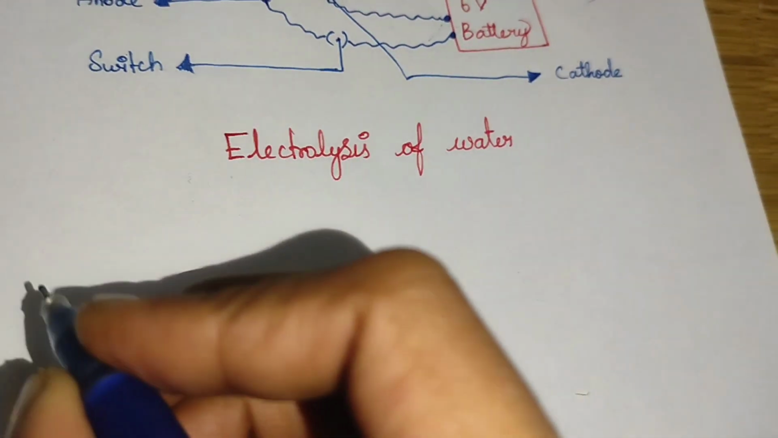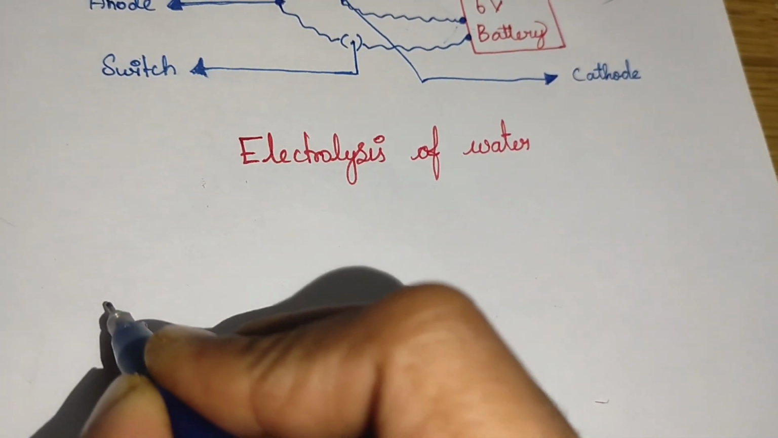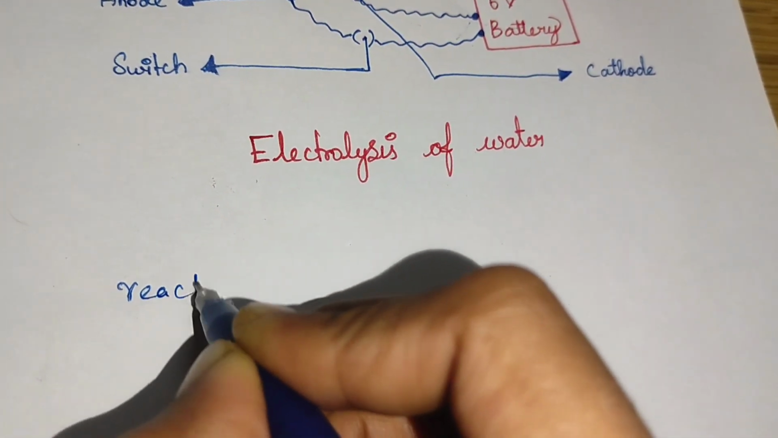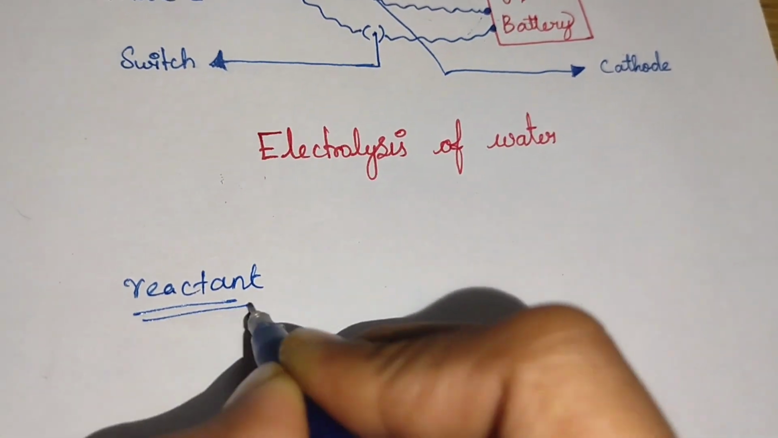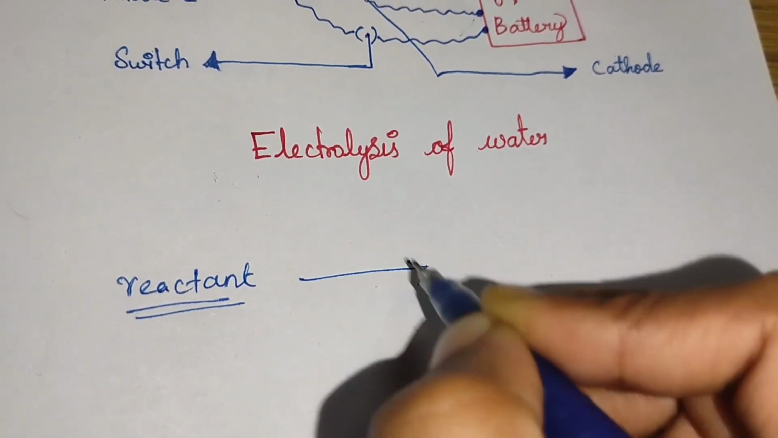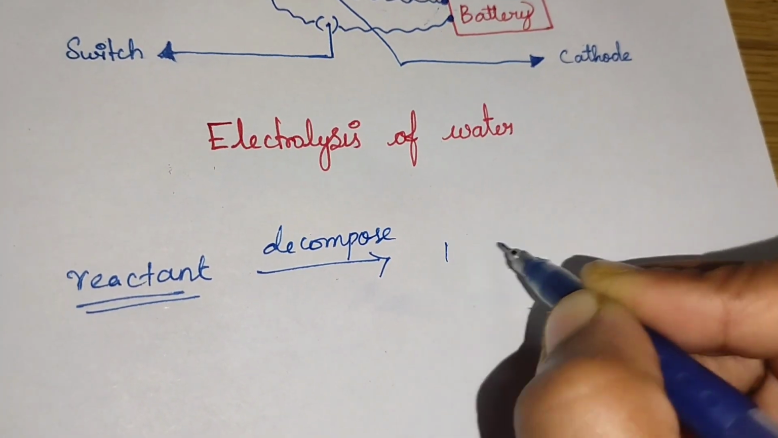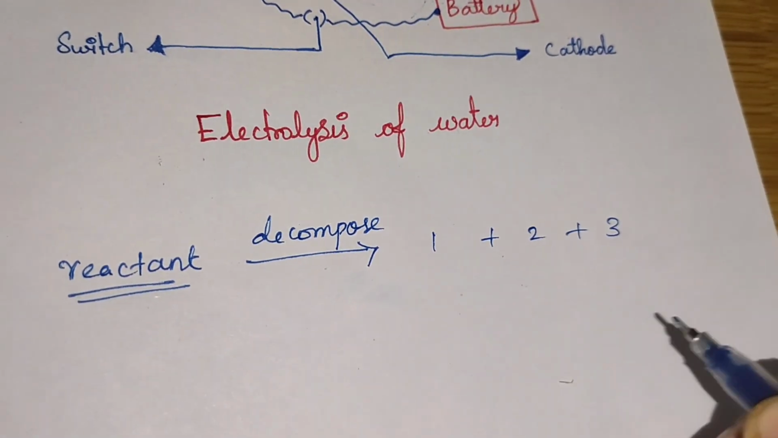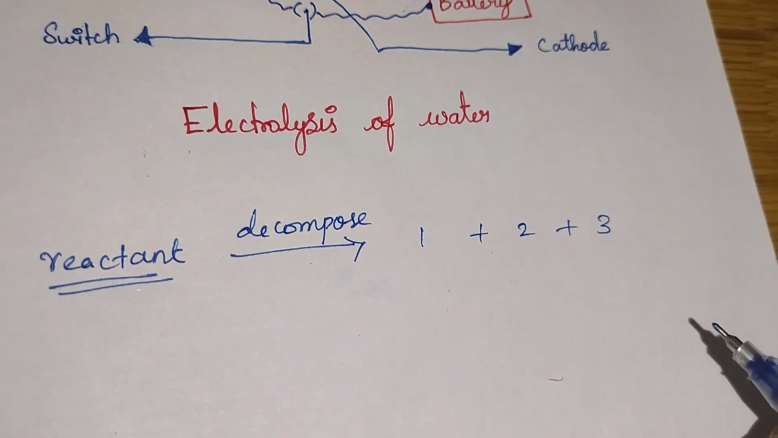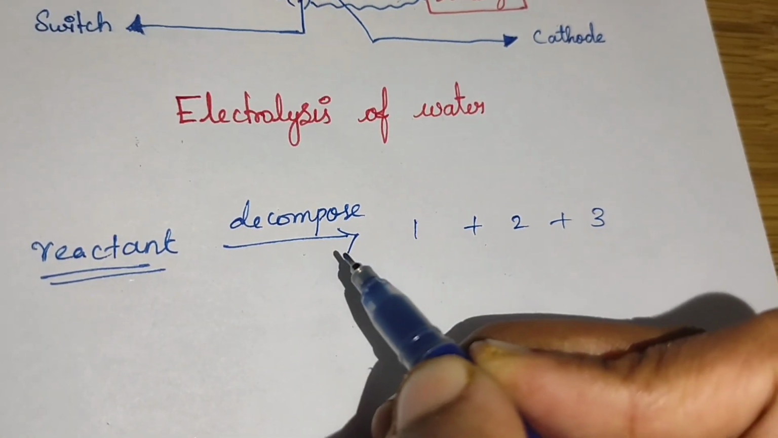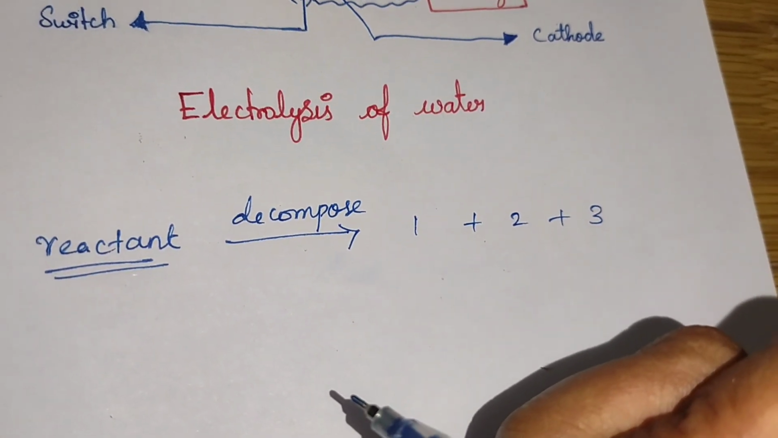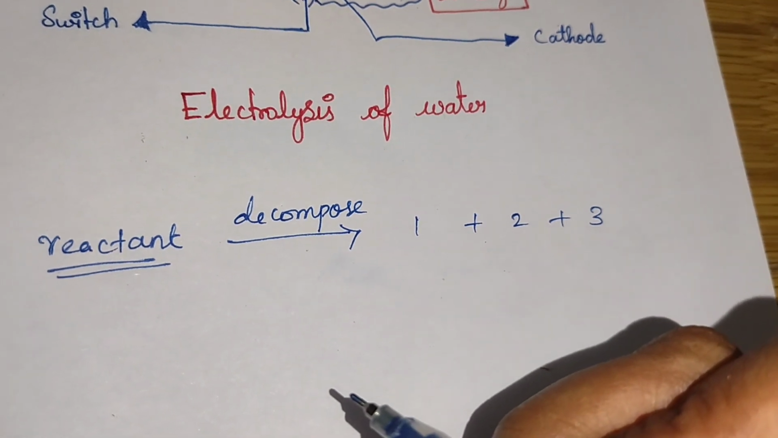Again, I will explain. Any reactant we are taking here has to decompose into one or more simpler products, and that is known as decomposition reaction. Now I will give some examples for that.